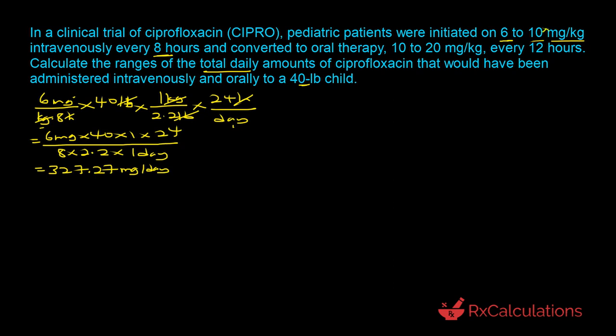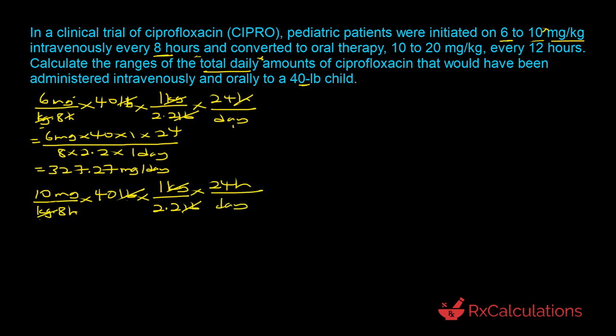So we can go ahead and repeat the process for the 10 milligram dose. We start off with 10 milligrams per kilogram. That's also every 8 hours. It's the same patient, so the weight is 40 pounds. Now the pounds is not consistent with the kilograms, so we convert the pounds to kilograms, and the conversion factor is 2.2 pounds being equal to 1 kilogram. The pounds can cancel out, the kilograms can also cancel out. We're interested once again in the total daily amount, so there are 24 hours in one day.